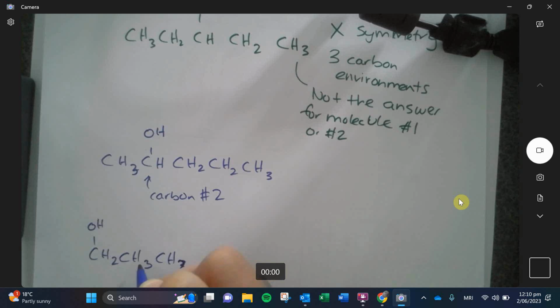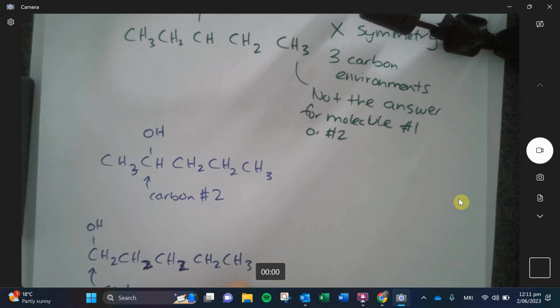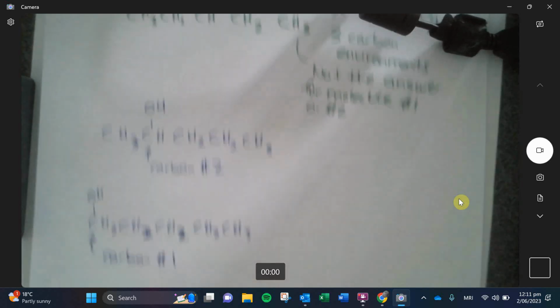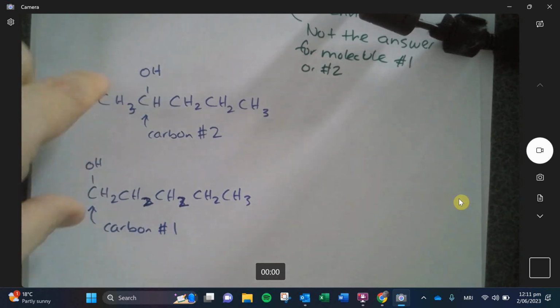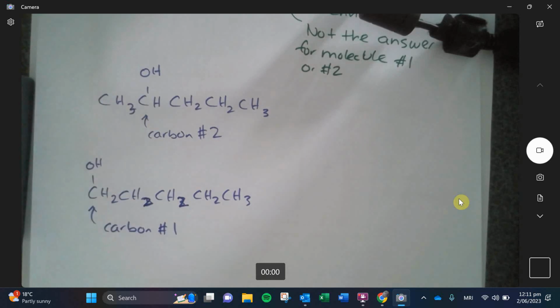Oops, what am I doing? 1, 2, 3, 4, 5. So that is on carbon number 1. So a lot of you got down to these 3 as your choices. Both of these are correct in the sense that they meet the requirements, but we do need to tie which molecule is for spectrum number 1 and which one is for spectrum number 2. That's getting you towards the excellence level.